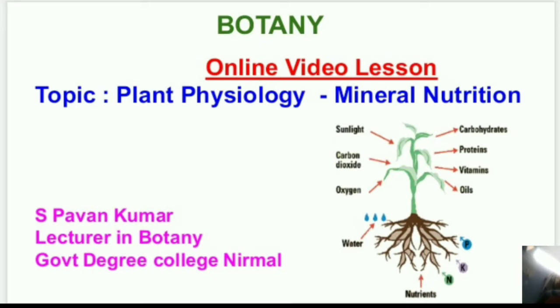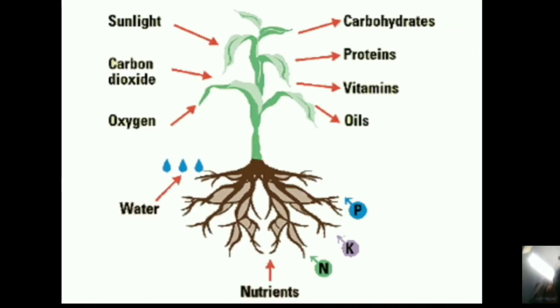So whatever elements are not supplied to the plants or are not available to the plants, the deficiency of these particular nutrients makes the plant suffer from several diseases or abnormalities. So when we move deeper into the topic, this is the diagram which represents the requirements of the plants in the form of nutrients.